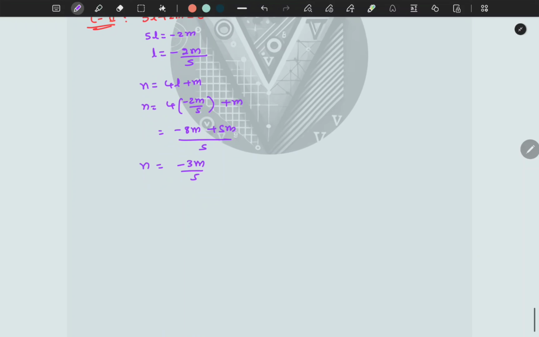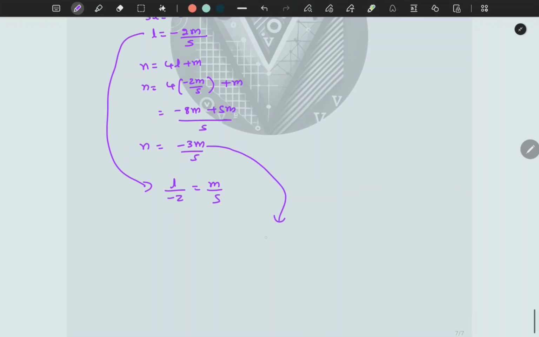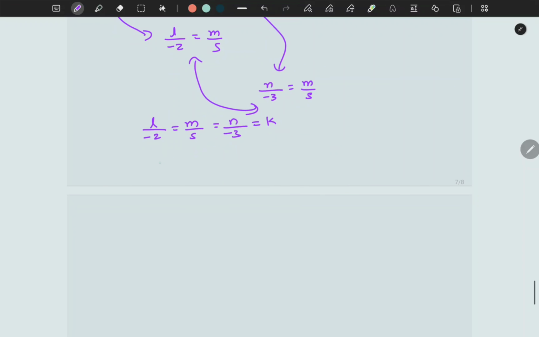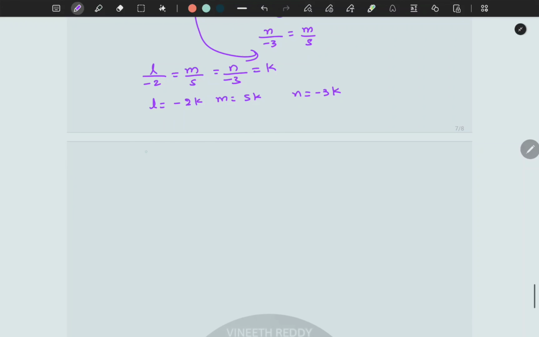Now what do we do? If I choose this part, I can write l by minus 2 is equal to m by 5. And if I take this part, I can write n by minus 3 is equal to m by 5. So from these two, I can say l by minus 2 is equal to m by 5 is equal to n by minus 3. Now let us equate this to a constant k. So here we say l is equal to minus 2k, m is equal to 5k, n is equal to minus 3k. I believe it is okay.